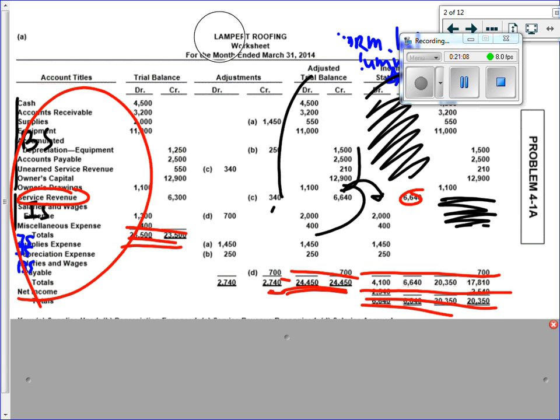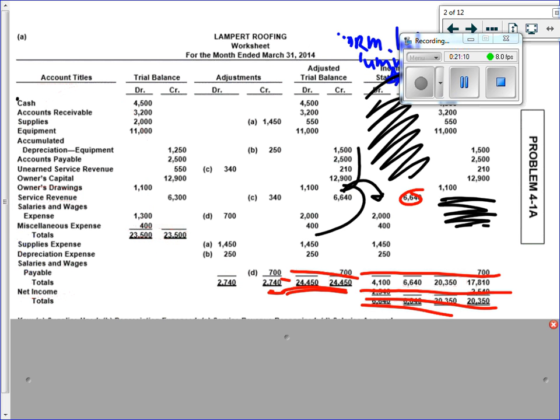Okay. Let me read in the book quick just to make sure there's nothing that I'm missing. I'm looking on page 200, prepare an income statement, owner's equity statement, we ditched that, and a classified balance sheet. C. Lampert made additional investments in the business of $10,000 in March. We'll see where that plays in.